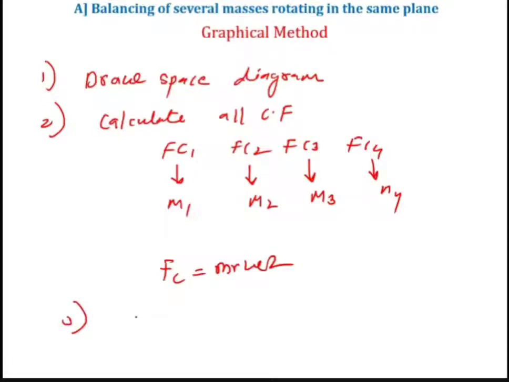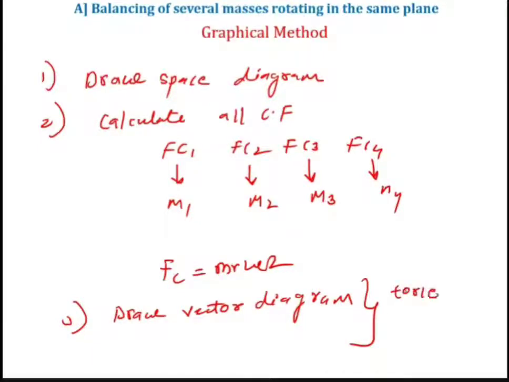Once you have calculated this, the third step is to draw the vector diagram, right? Again, by using the compass, scales and pencils, you have to draw the vector diagram. In the vector diagram we have two figures. The first is called the force polygon. In engineering mechanics you have already studied what a force polygon and a couple polygon are. So we have to draw the force polygon as well as the couple polygon in the vector diagram.